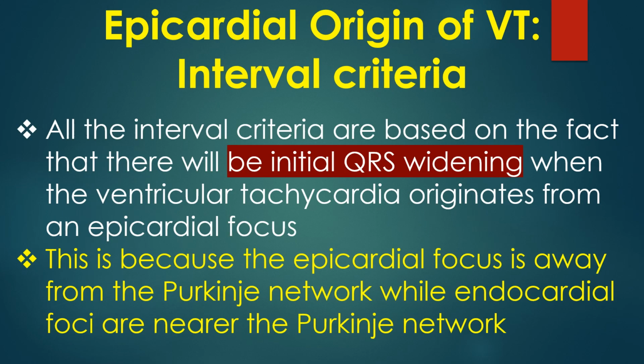All the interval criteria are based on the fact that there will be initial QRS widening when the ventricular tachycardia originates from an epicardial focus. This is because the epicardial focus is away from the Purkinje network, while endocardial foci are nearer the Purkinje network.